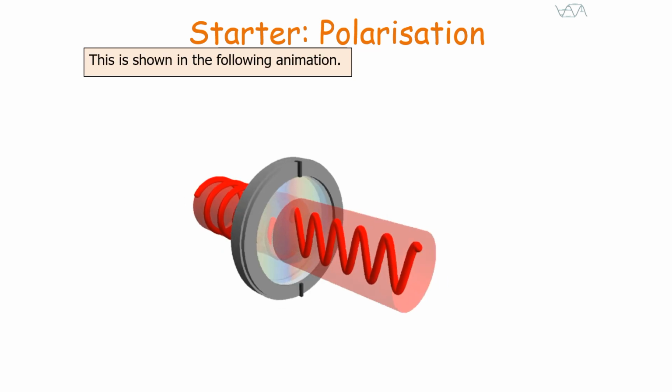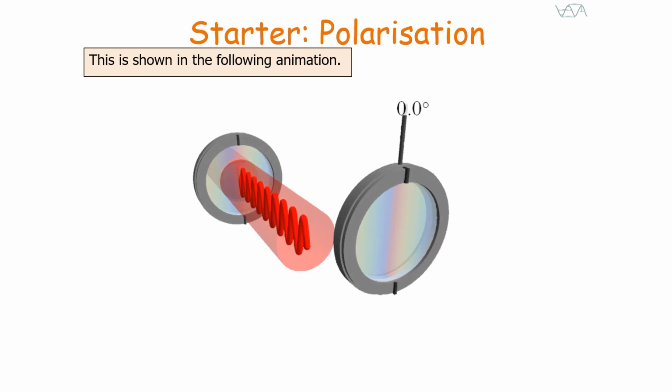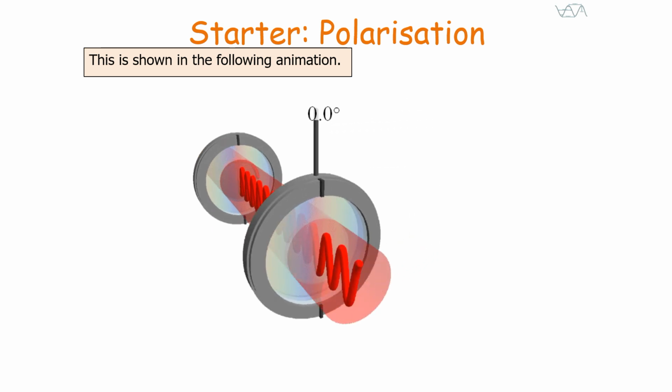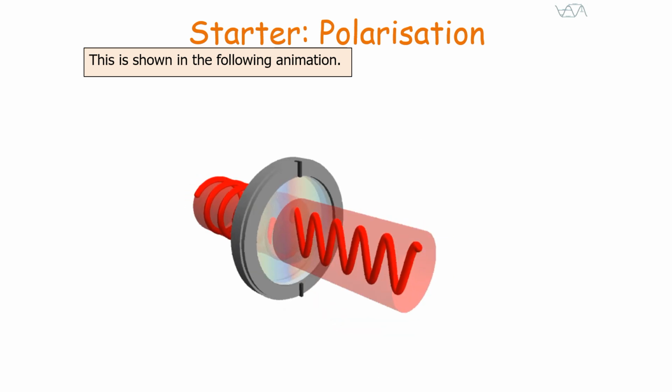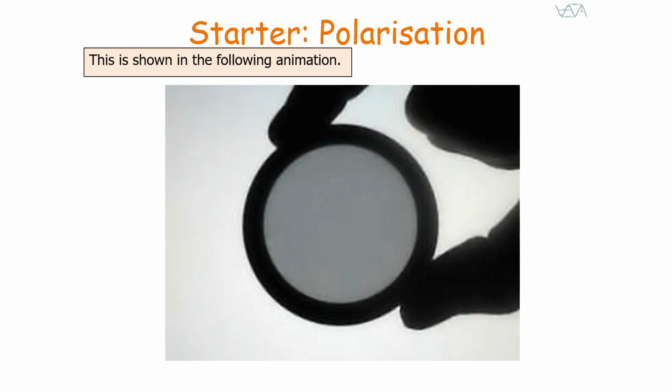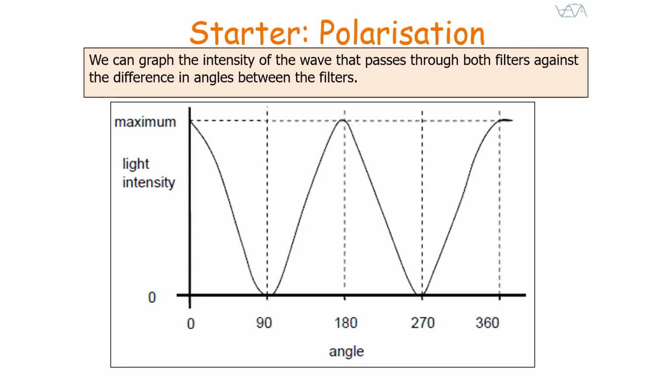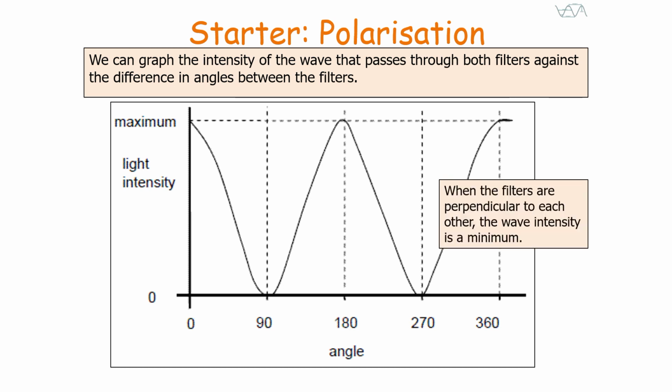So this is shown in the following example here. When it goes to 90 degrees, it's completely blocked out. And you can see it here with our rotation of our two polarizing filters. So when they're parallel, maximum intensity. When they're perpendicular, zero intensity. So we can graph the intensity of the wave that passes between both filters against the difference in angles between the filters. When the filters are perpendicular to each other, the wave intensity is at a minimum. When the filters are parallel to each other, the wave intensity is at a maximum.